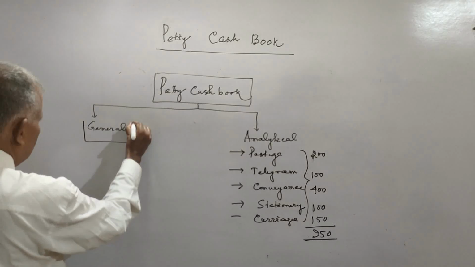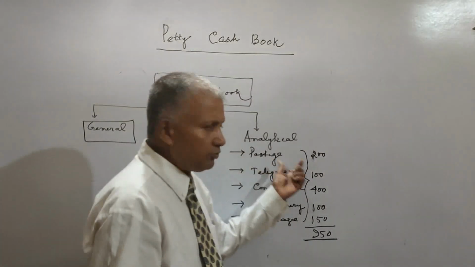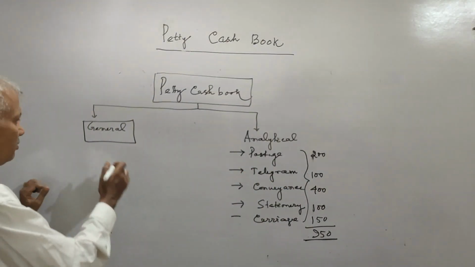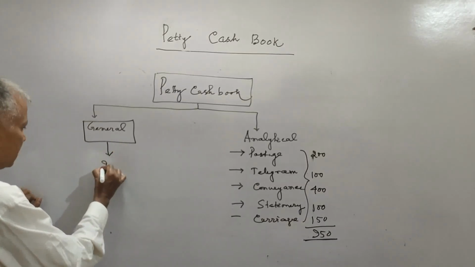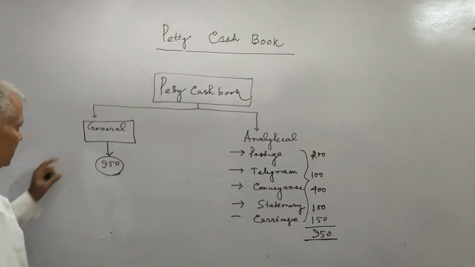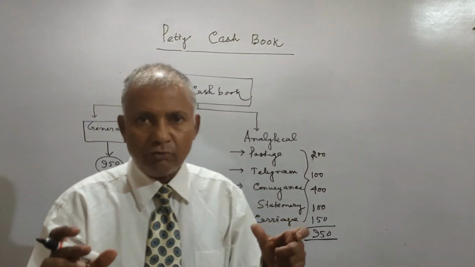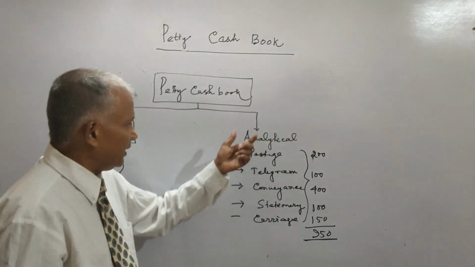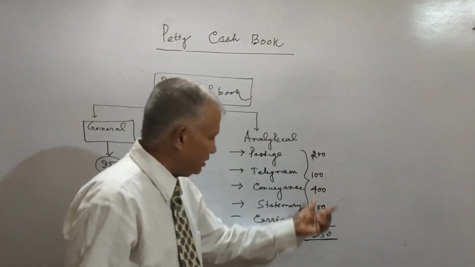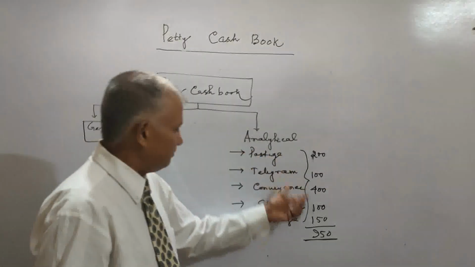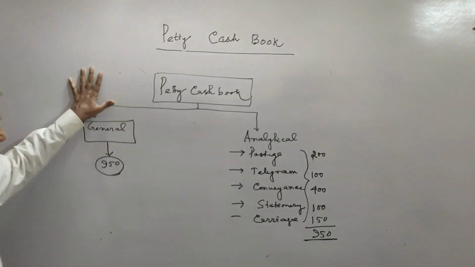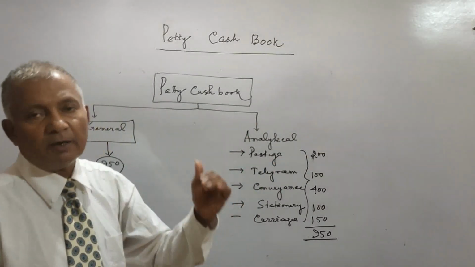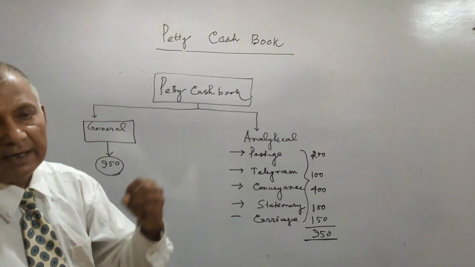In the general method, we don't write head-wise petty expenses. We only maintain the total column and write the petty expenses as 950. In this method, it will not give you the head-wise expenditure under the petty cash book. But in case of analytical method, you will get all the head-wise expenditure in the petty cash book.